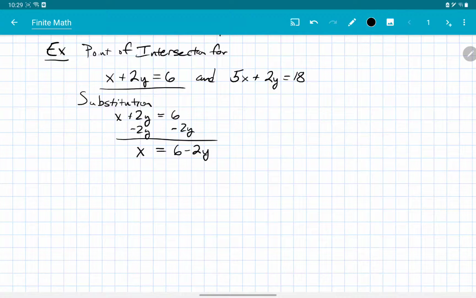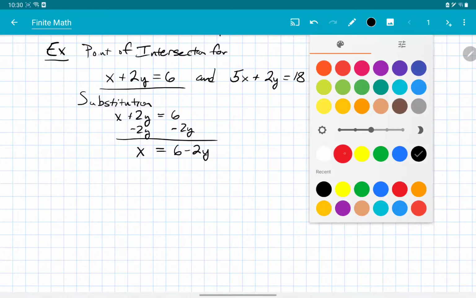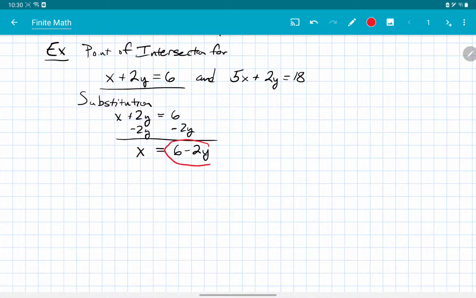X equals 6 minus 2y. So that means the relationship of this first equation is that whatever y is, you take 6 minus 2y, you get x. So what I'm going to do is take this and plug it in the other equation. Instead of having 5x plus 2y in the other equation, I'm going to put in 6 minus 2y instead of x.